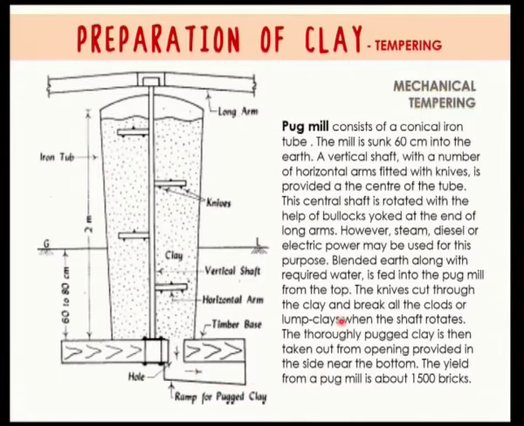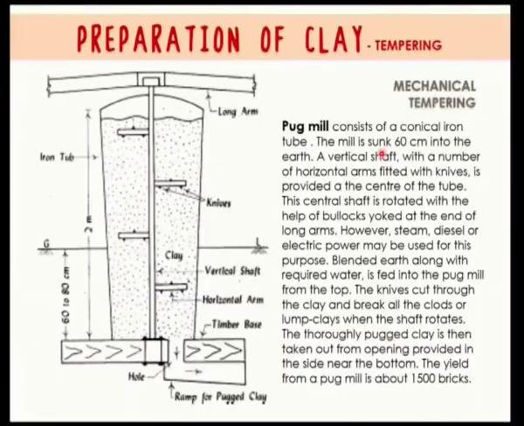The knives inside the pug mill cut through the clay and break all the clots or lumps. So, when the shaft rotates, this thoroughly pugged clay is taken out through this hole. The yield from a pug mill is the amount of clay that you get out of it at one time. We can make up to 1500 bricks out of that amount of clay.